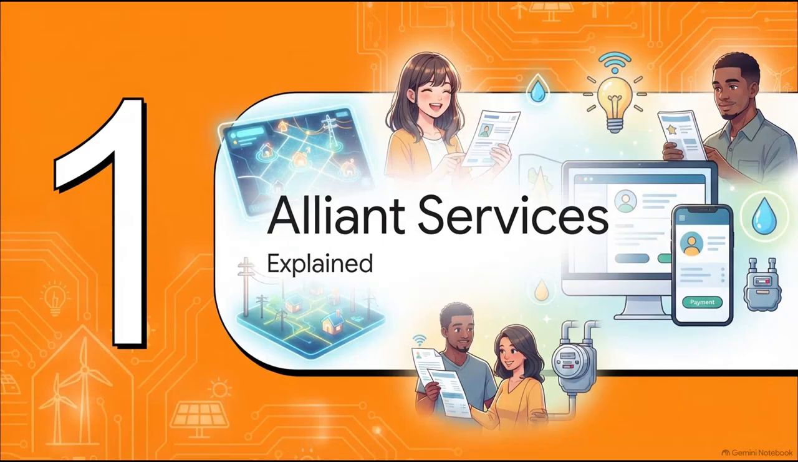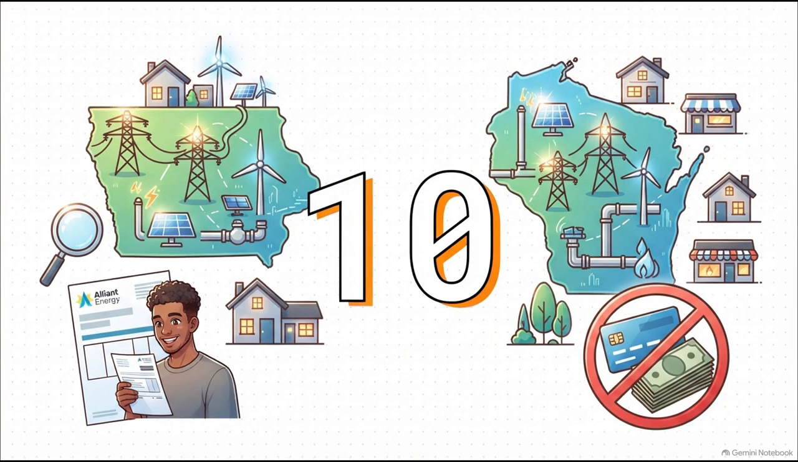All right, Section 1, Alliant Energy Services Explained. Just to set the stage here and make absolutely sure we're dealing with the right company, Alliant Energy is a major public utility provider. They deliver electricity and natural gas to roughly 1 million residential and commercial customers across Iowa and Wisconsin. Now, before we start hunting around, we need to know exactly what we're looking for, right?